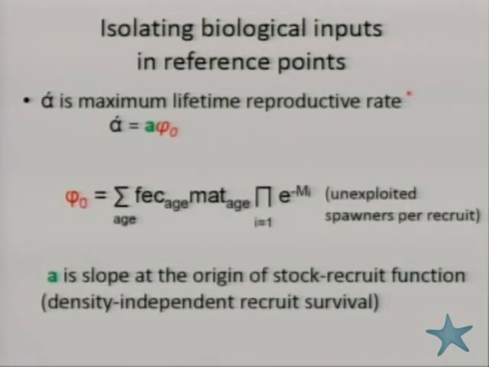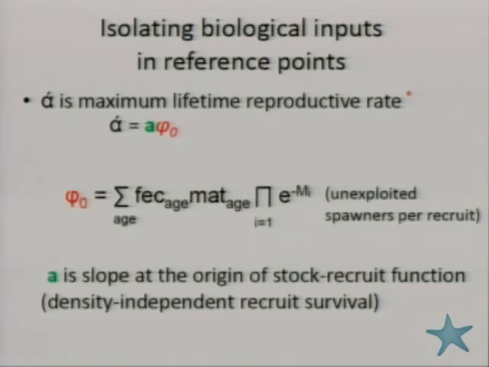And just highlighting what those two components are for the maximum lifetime reproductive rate. It's the product of two terms. The first term, the green one, alpha, is the slope at the origin of the stock recruit function. This is density-independent recruit survival. The second term is unexploited spawners per recruit. So it's your lifetime reproductive output.